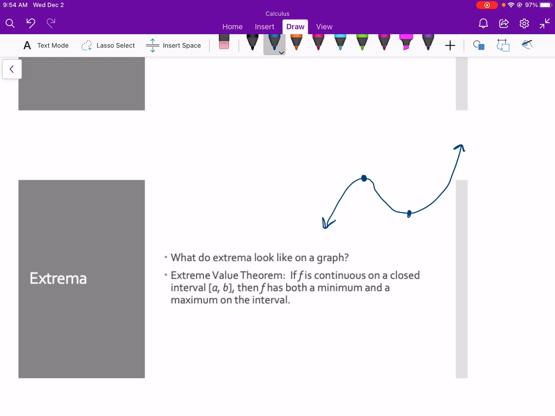And the extreme value theorem tells us that if f is continuous on a closed interval a to b, then f has both a minimum and a maximum on the interval. That's only if it's on a closed interval, including the endpoints.